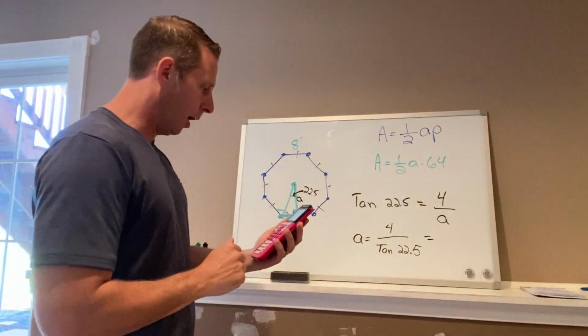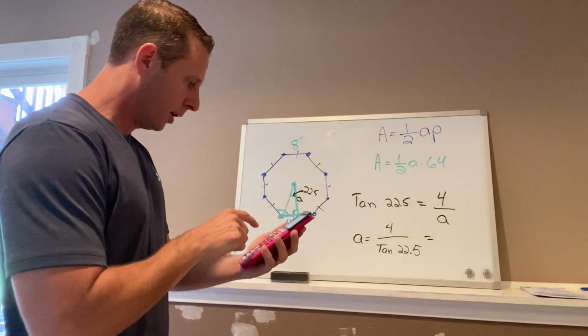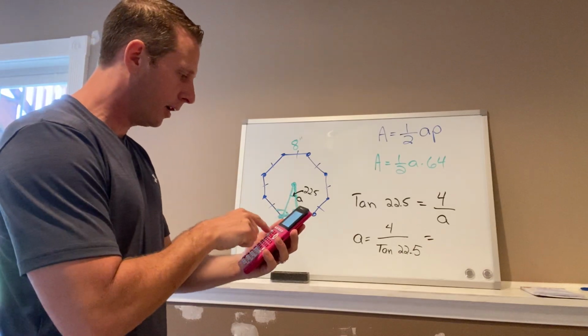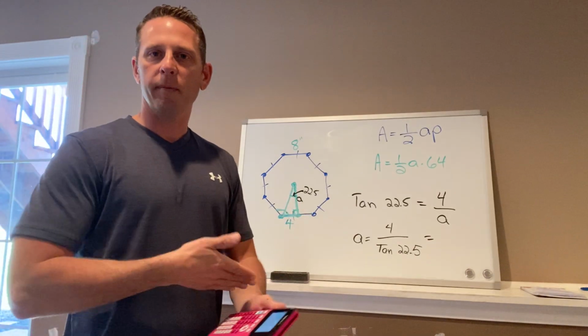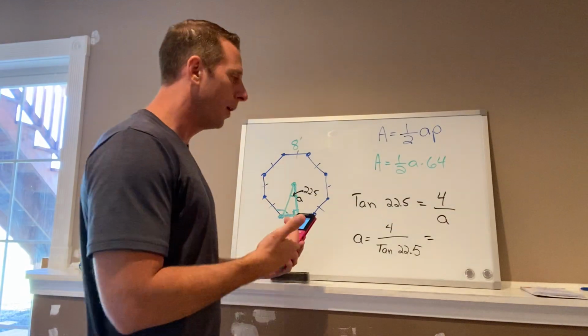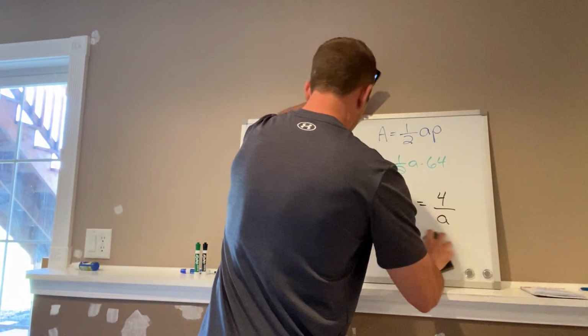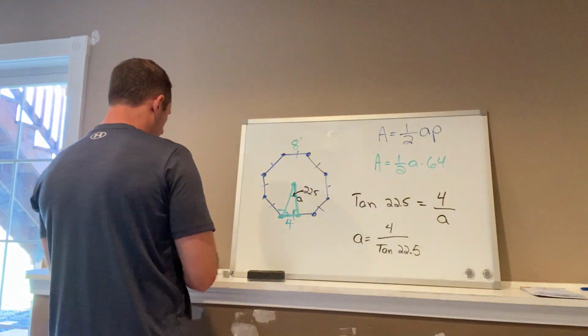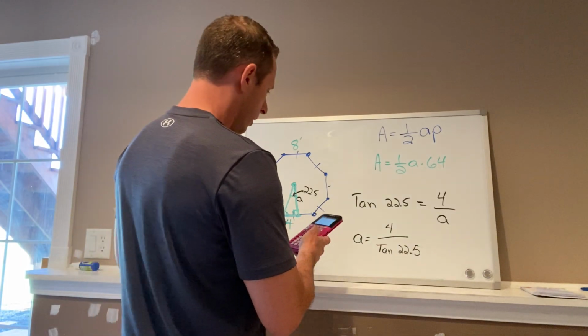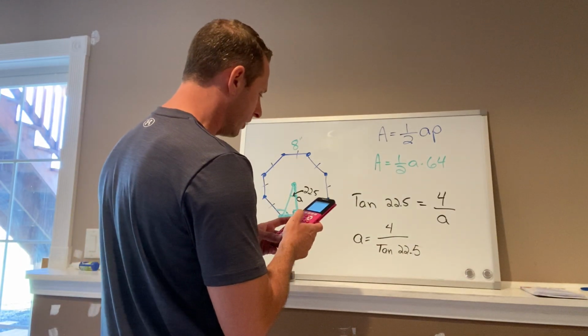All right. Make sure this is in degree mode. Mode, degree. My wife teaches calculus. You might be doing something with radians on here. What a nerd. All right. What are we doing? Oh, here, I got to type this in. 4 divided by tangent 22.5.